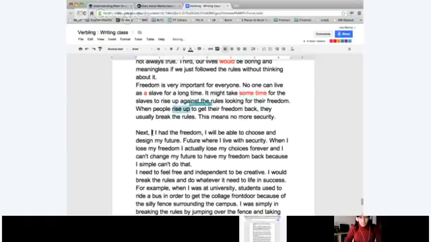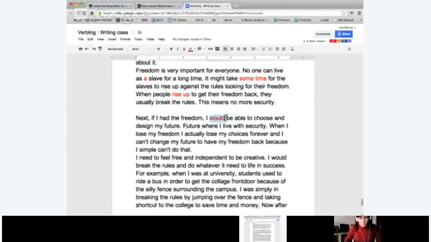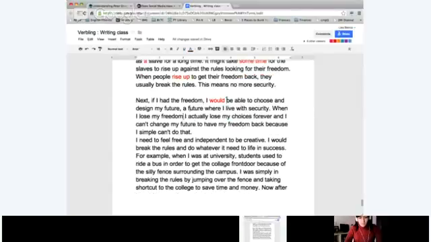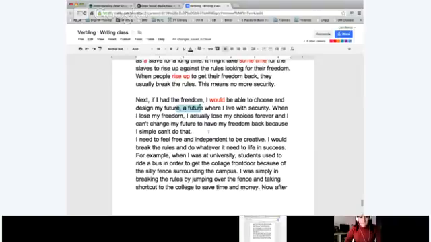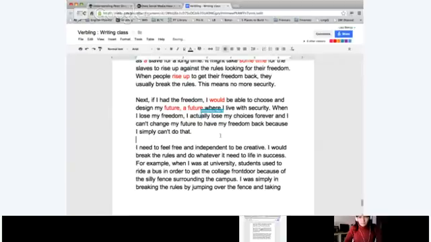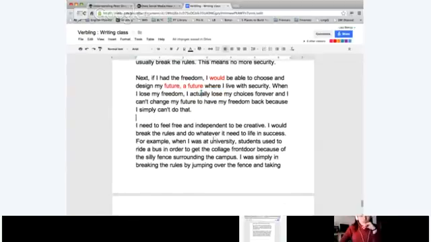Next, if I had the freedom, I would be able to choose and design my future. I would say a future where I live with security. When I lose my freedom, I actually lose my choices forever, and I can't change my future to have my freedom back because I simply can't do that. I need to feel free and independent to be creative. I would break the rules and do whatever it took to live in success. I think it's not meaningless in this case.